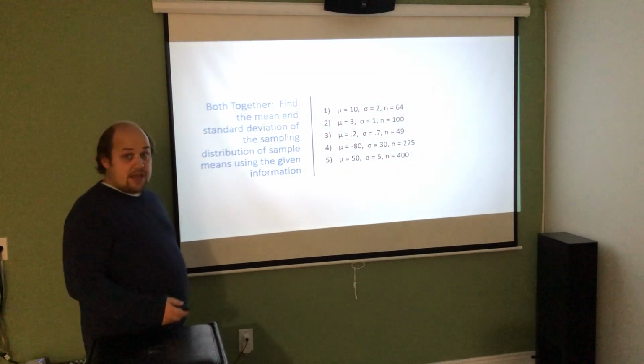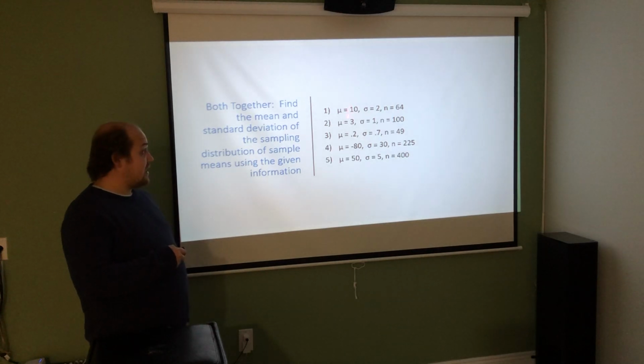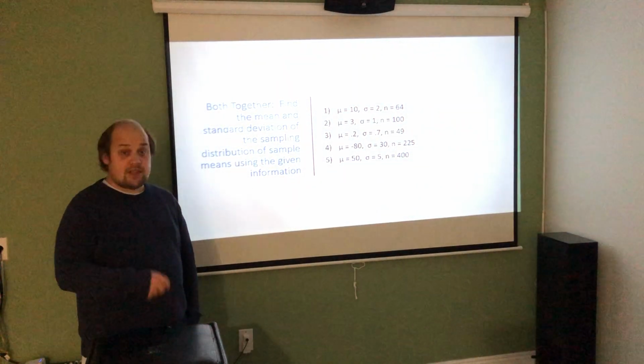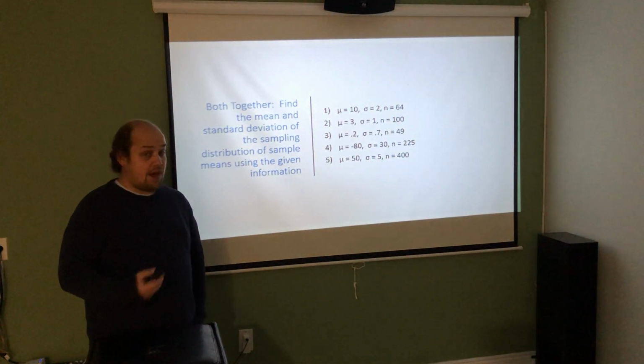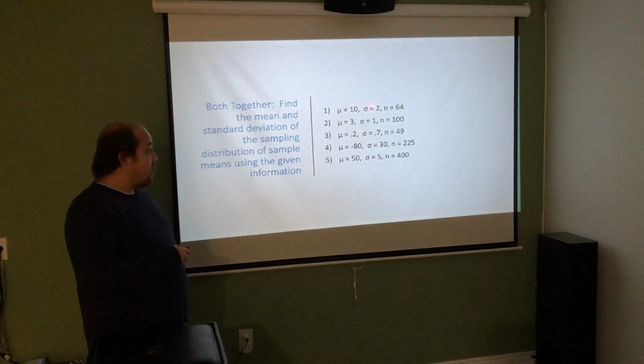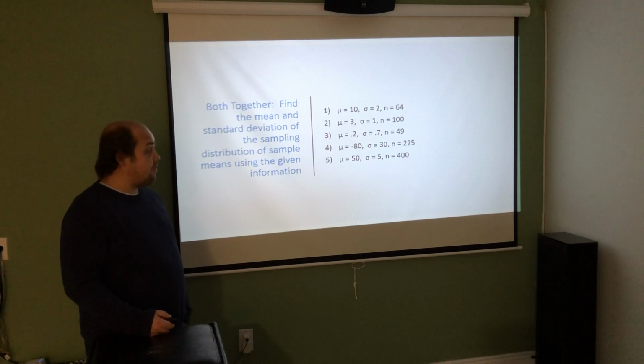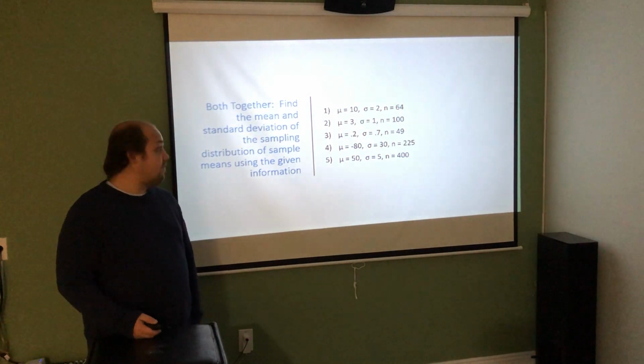So right off the bat, if I want to find the mean mu sub x bar, for the first one, it's 10. How do I know? Because the original given mean was 10. I'm just repeating back what the given mean was. When I go to find the new sigma, here it would be 2 divided by the root of 64, which is 2 over 8, or 1/4.